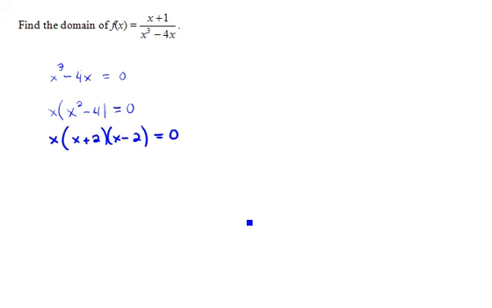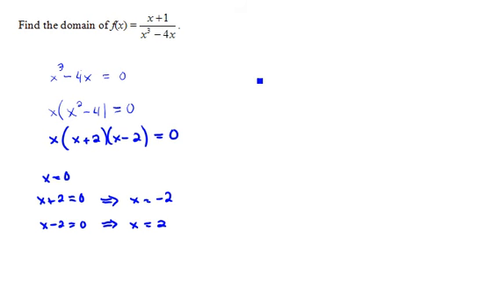And so now we can see that we have three ways to get a 0. We can have either x equals 0, or we could have x plus 2 equals 0. Of course, that means that x equals negative 2 gives us 0. Or x minus 2, this factor could be 0, and then we'd have a 0 product. And so if that's 0, what we're looking at is an x equal to positive 2. So the three zeros of the denominator are 0, negative 2, and 2.